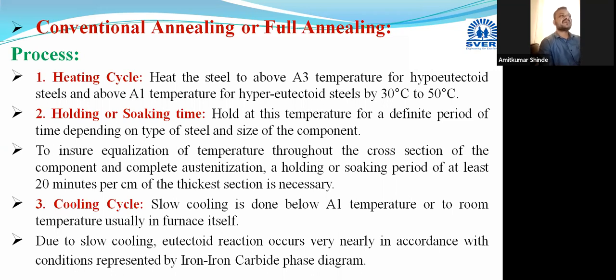Here, the heating cycle consists of heating the steel above A3 temperature. If it is a hypoeutectoid steel, we are heating it above A3 temperature. If it is hypereutectoid steel, we are heating it above A1 temperature by 30 degrees Celsius to 50 degrees Celsius. The important part is that depending on the type of steel or its composition, we decide its heating temperature zone. If it is hypoeutectoid, above A3 temperature. If it is hypereutectoid, then above A1 temperature, and above that by 30 to 50 degrees Celsius, heating is done.